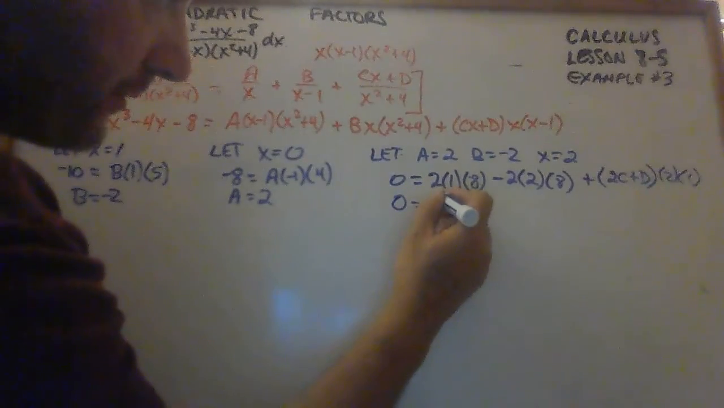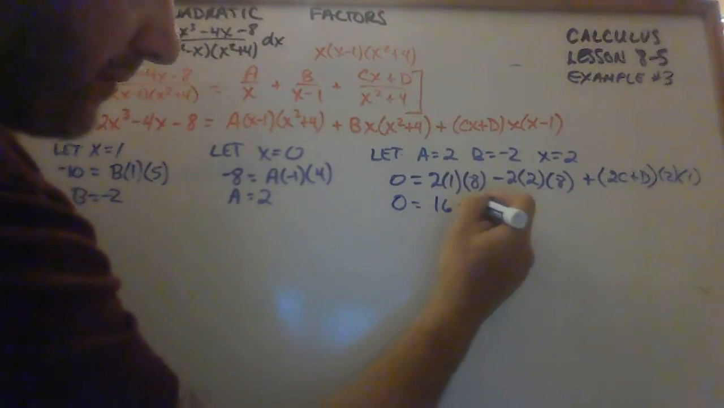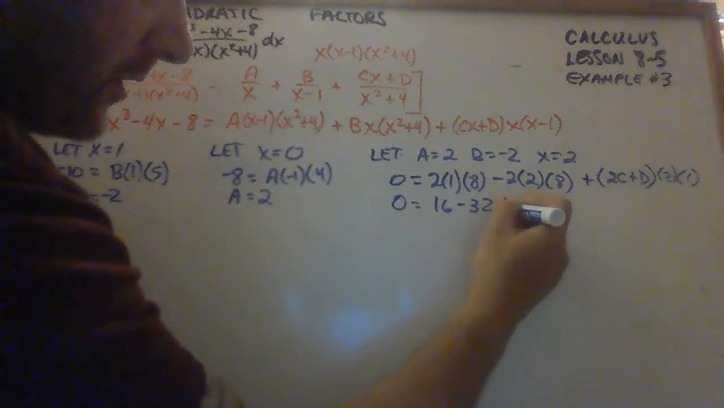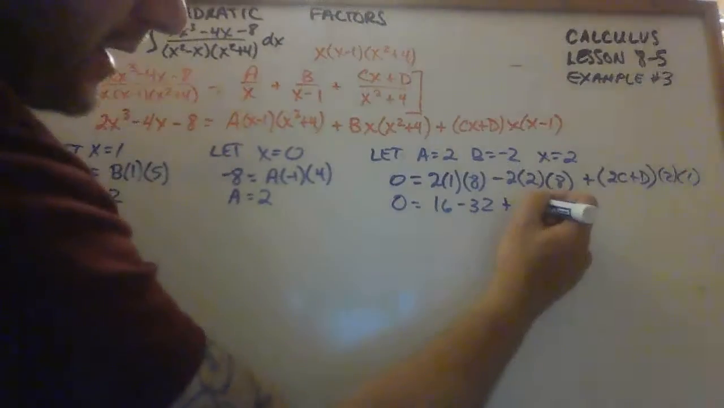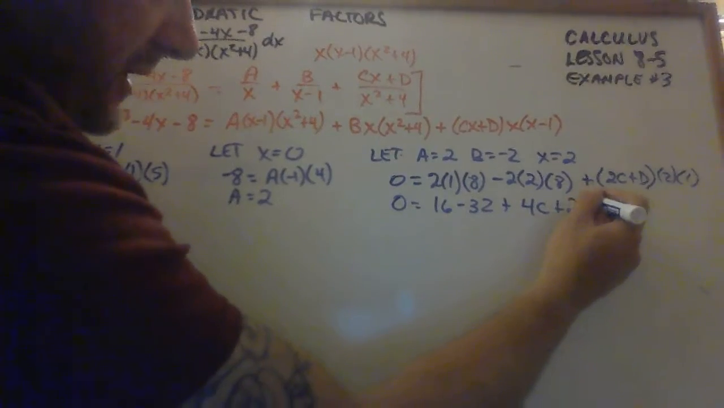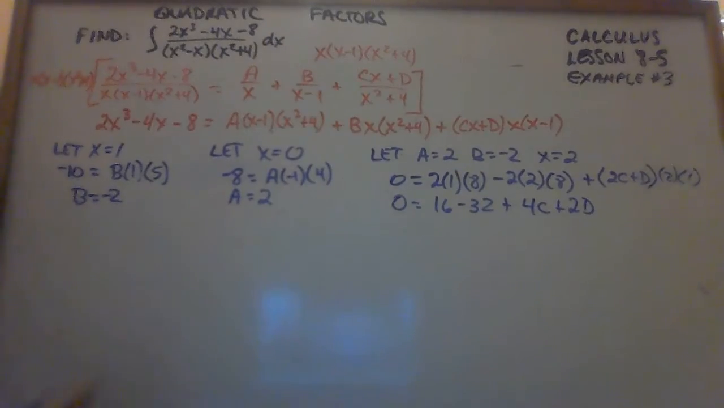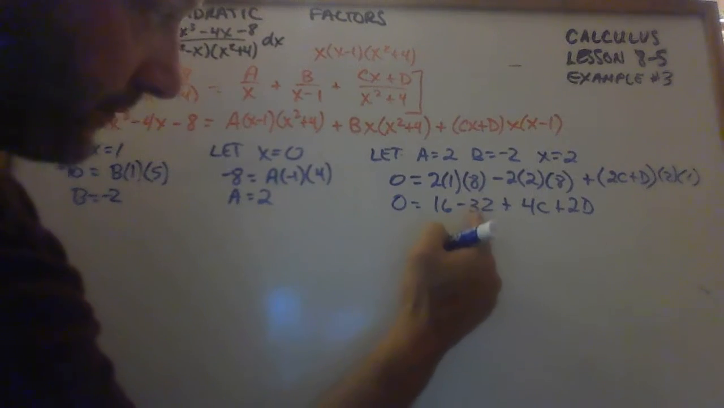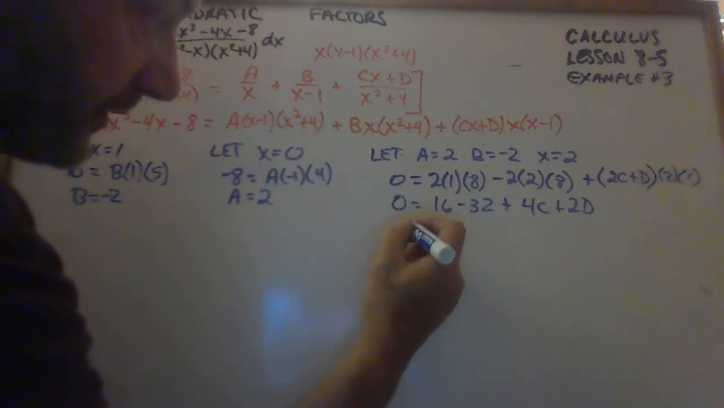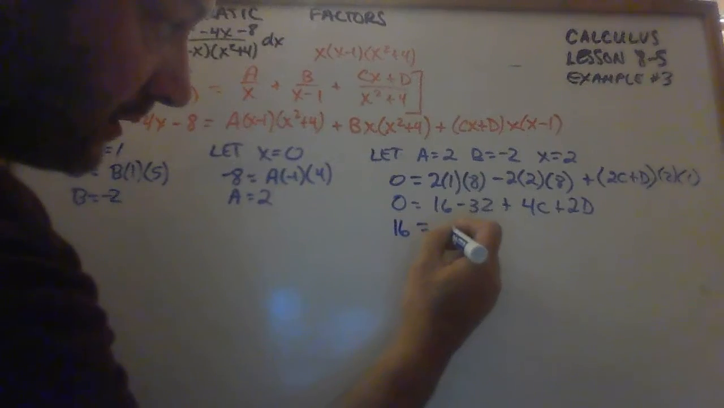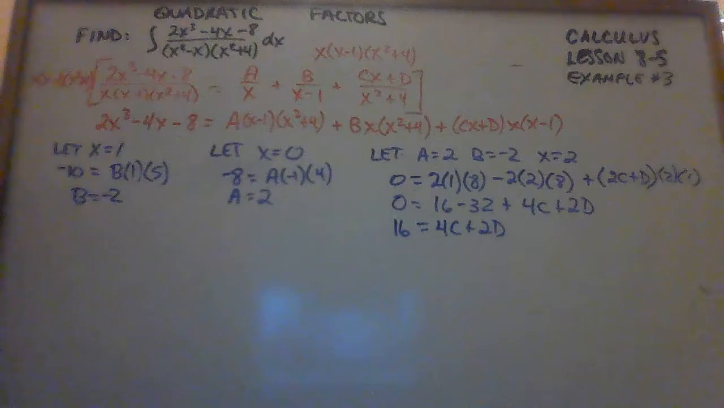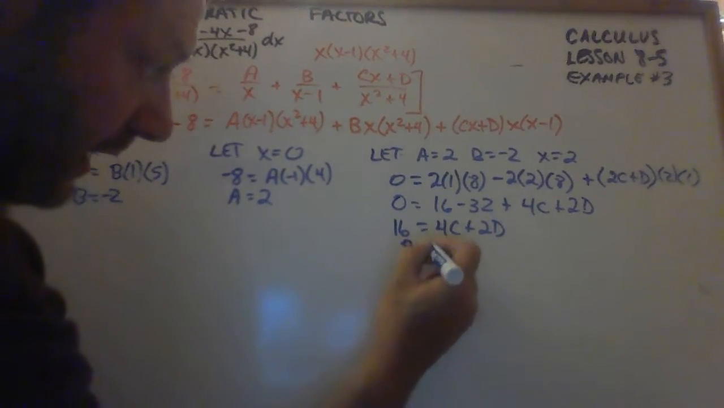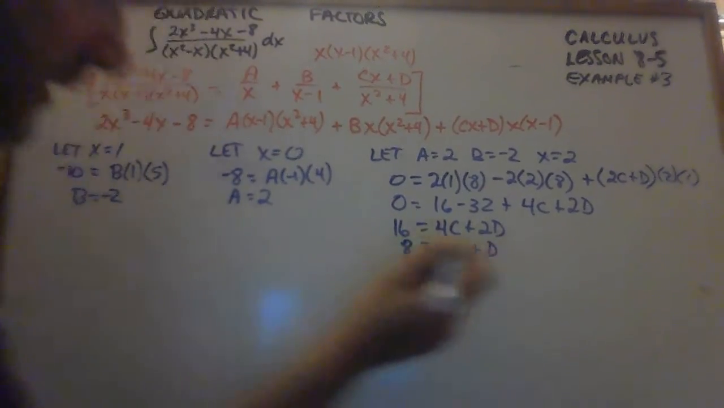Okay, so 0 equals 16 minus 32 plus, if I distribute that 2 times 1 is 2, I distribute that, I get 4C plus 2D. So this is going to be negative 16. If I add it over here, I'm going to get positive 16 equals 4C plus 2D. And you know what? I can actually divide that whole thing by 2 now that I think about it, and I'm going to get 8 equals 2C plus D.